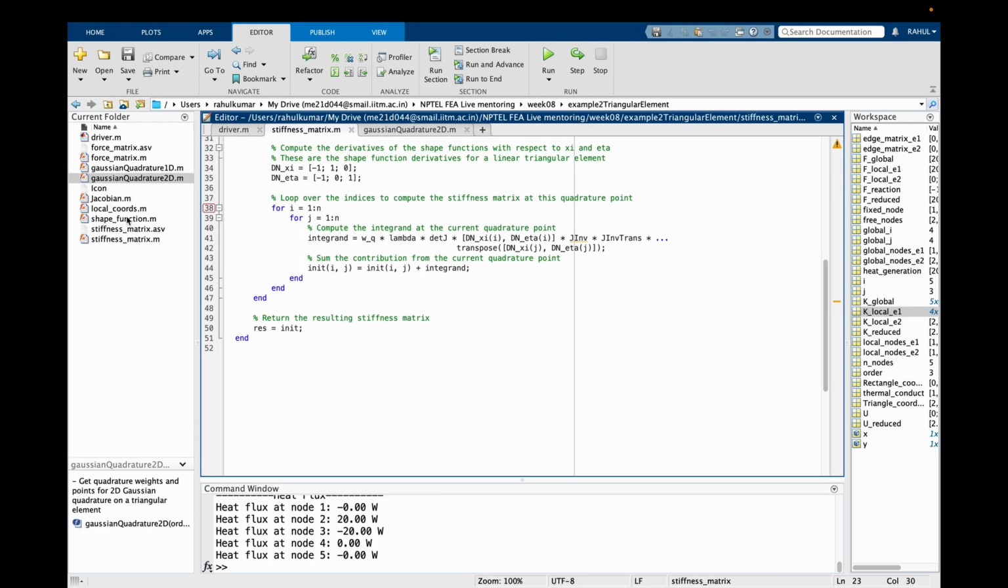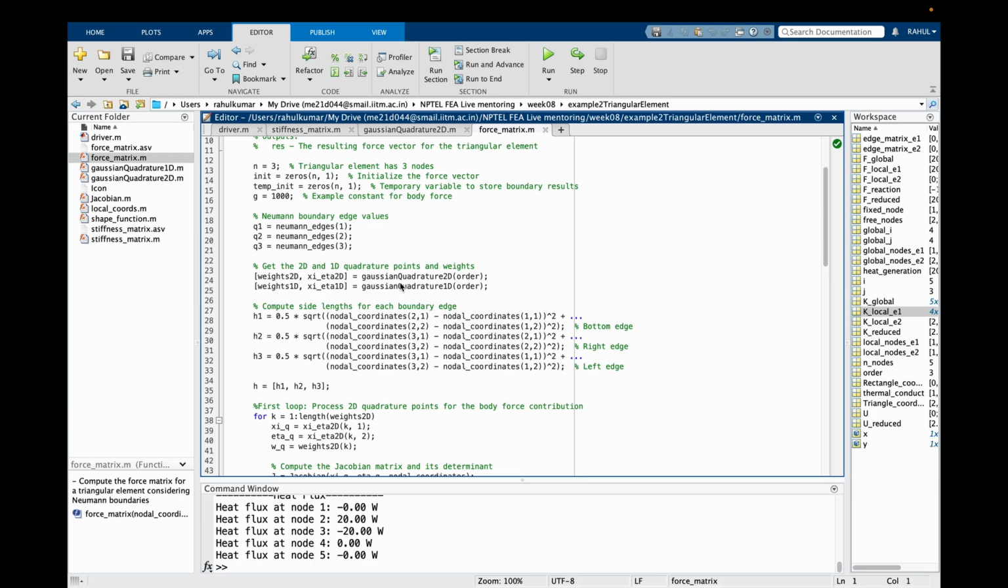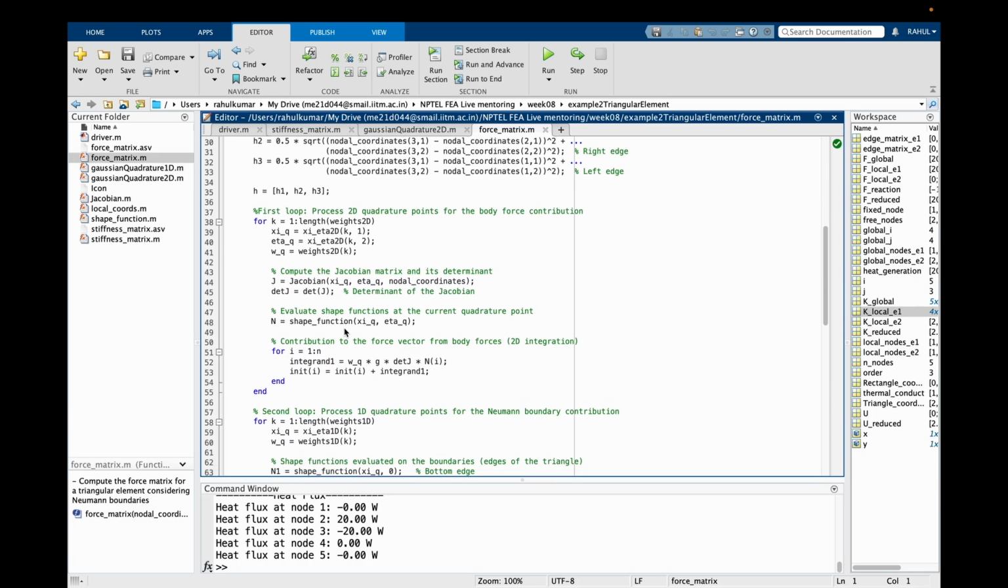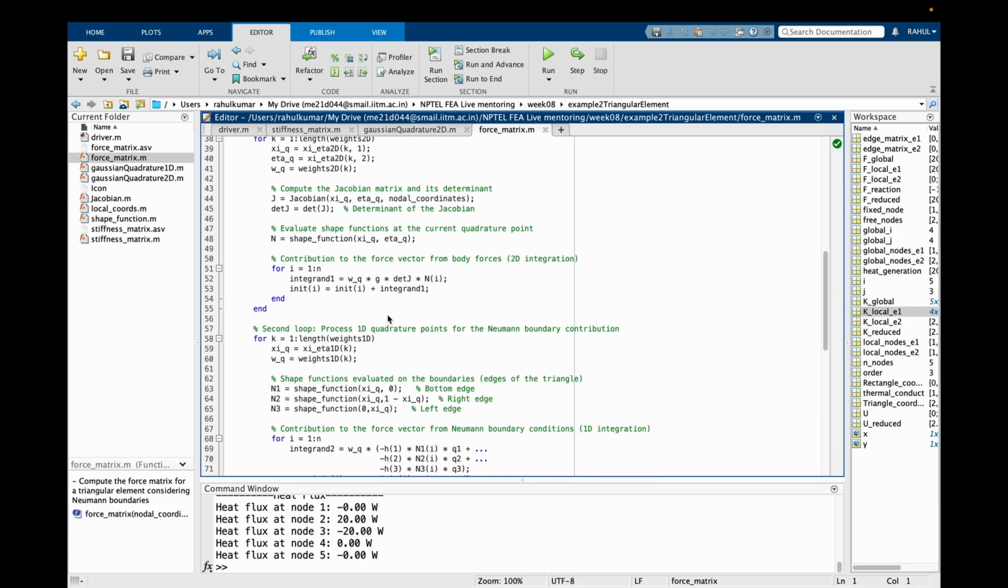Let's go to the force matrix. This is the force matrix, and you can see that for the triangular element we need h1, h2 and h3. This is all about h1, h2, h3, and this is the shape function, and this is the heat generation part, and there is no such problem in the heat generation part.